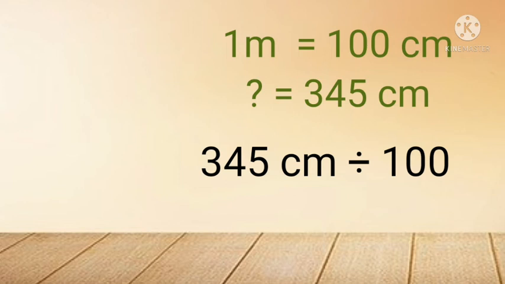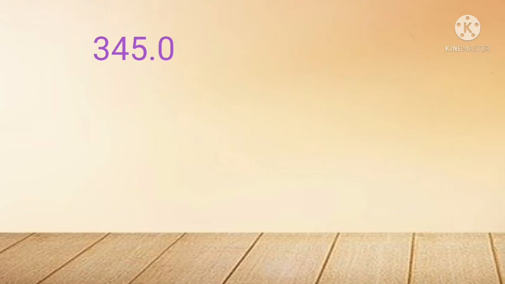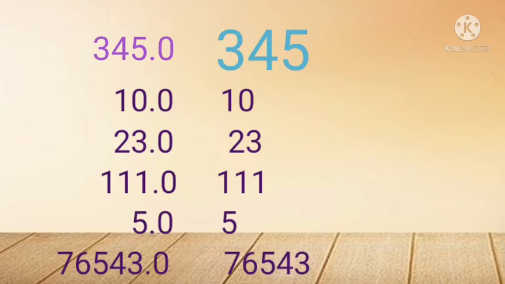Children, are you worried after seeing this? Don't worry, it is so simple. When we write a number, for example, 345, actually it should be written as 345.0. But we usually do not write like this. We will just write 345. Look at more examples.